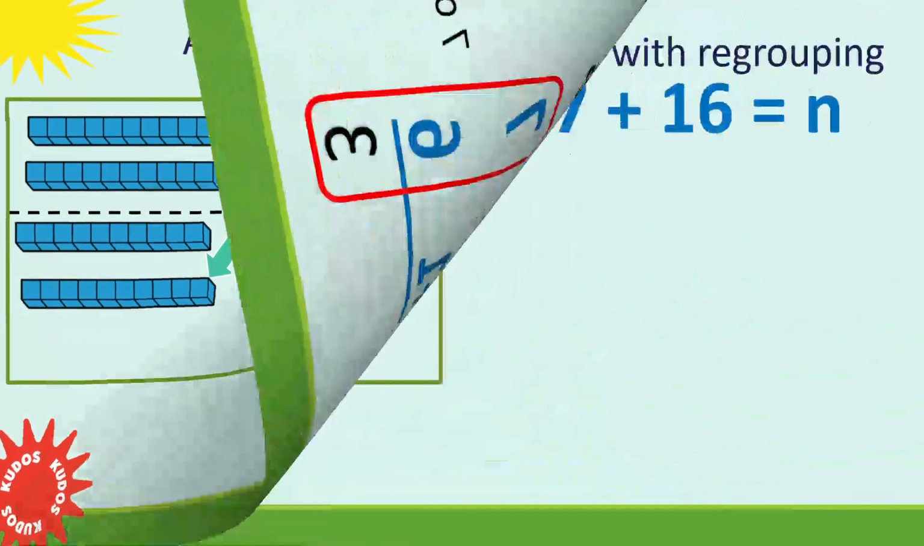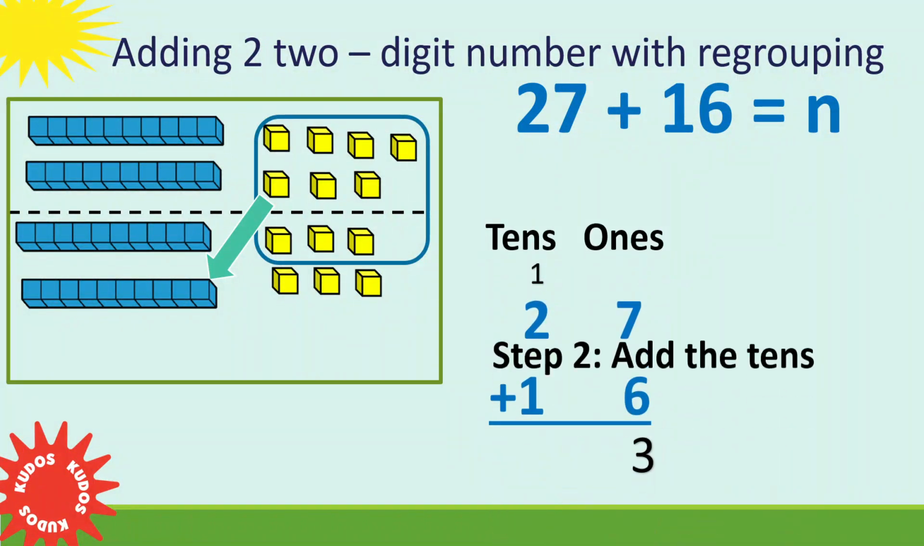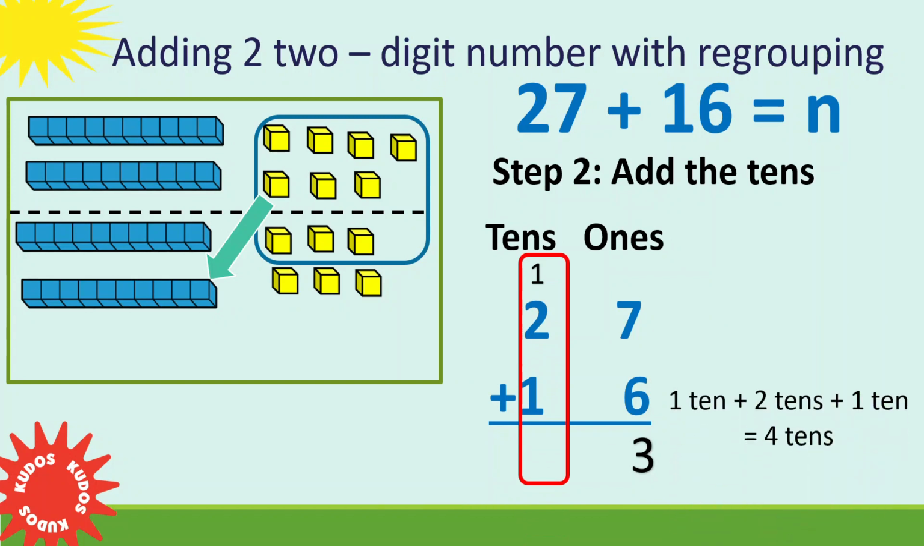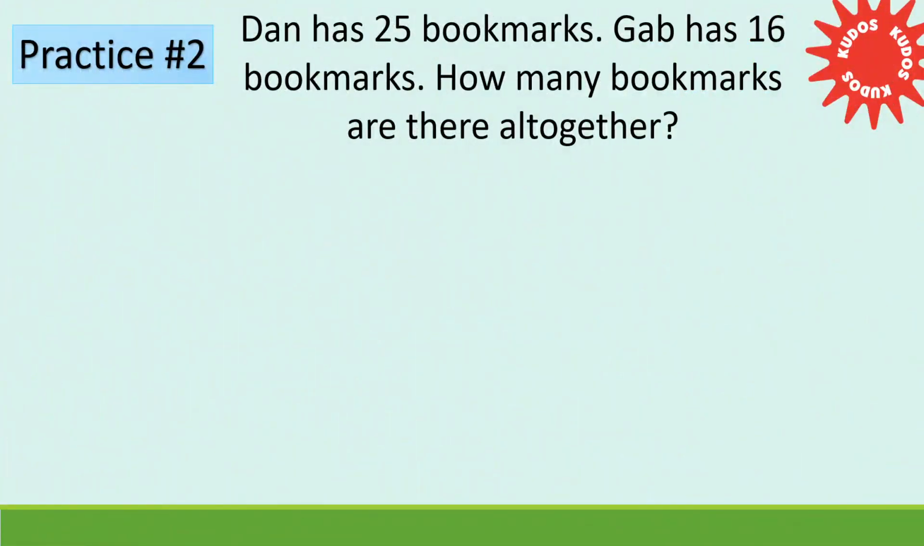Now let's add the tens. That's the second step now, right? So we have 1 plus 2 plus 1. That is equal to 4 tens, right? And then the answer now is 43. We have 4 tens and then 3 ones. Alright, now let's apply this in this problem.